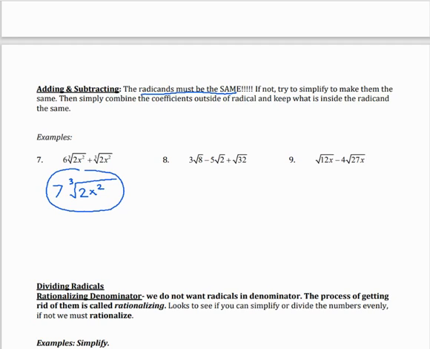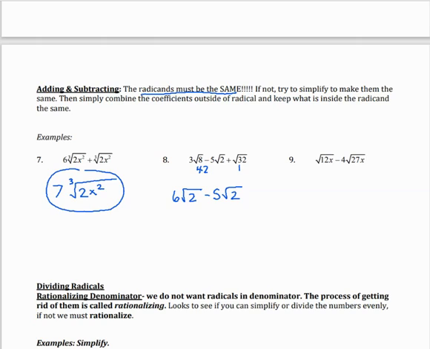Okay? If I do number 8, we see the radicands are different, so we need to make them the same. So remember, 8 is 4 times 2. So if I simplify that, the square root of 4 is 2. That means we'll have a 3 out front and a 2 out front, which makes 6 root 2. Then we'll have minus 5 root 2. There's nothing I can do with that one.